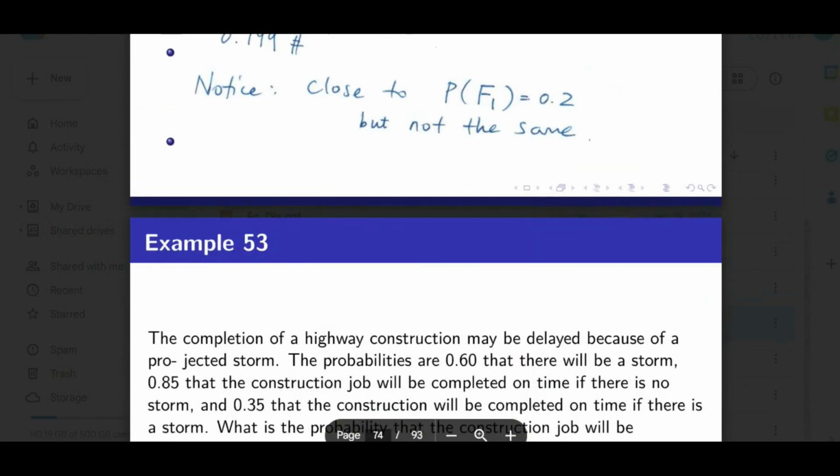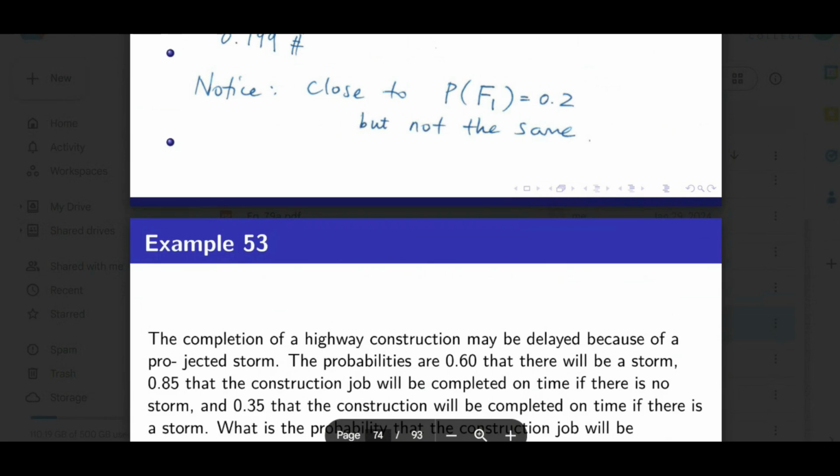The completion of a highway construction may be delayed because of a storm. The probabilities are 0.6 that there will be a storm, and 0.85 that the construction job is completed if there is no storm, and 0.35 that the construction will be completed on time if there is a storm. What is the probability the project will complete on time?